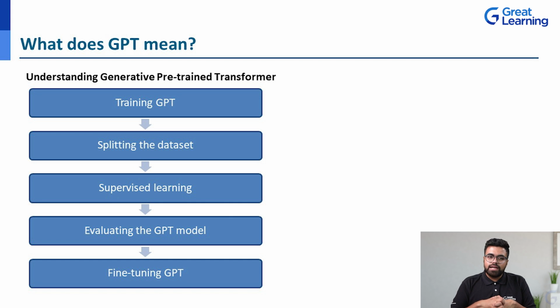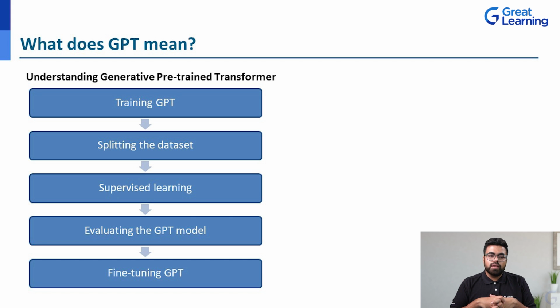Then comes splitting the data set. Now the data set is split into two parts. Number one is the training data set. Number two is the test data set. The training data set is used to train the GPT model, and the test data set is used to evaluate it. The test set is not used to train the model, so it can be used to measure the model's accuracy on data that it has not seen. When something new comes up, it gets used to that.